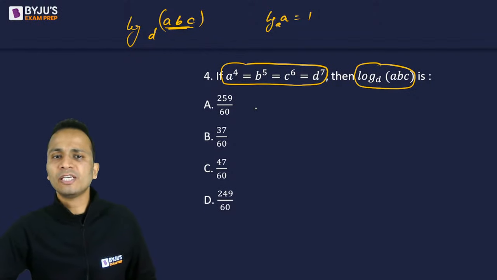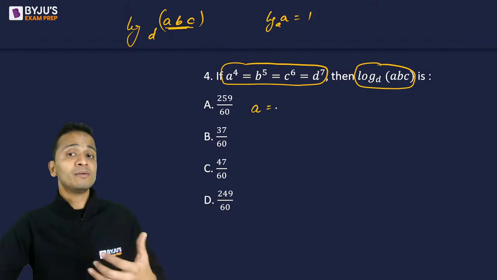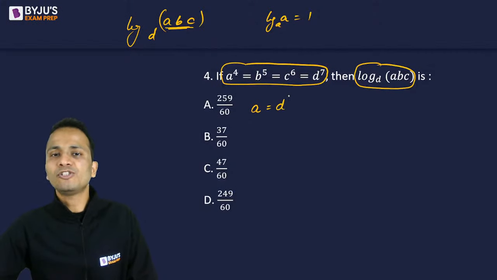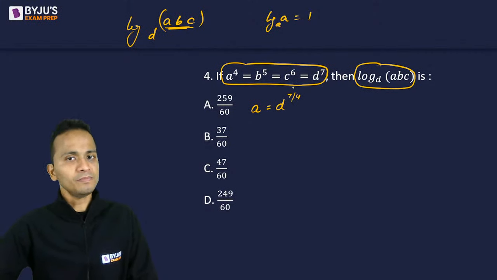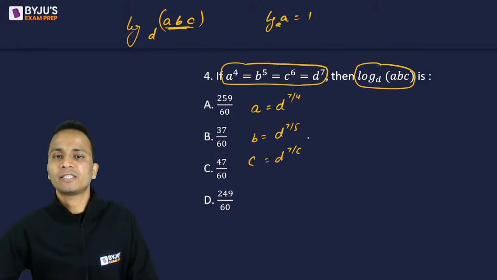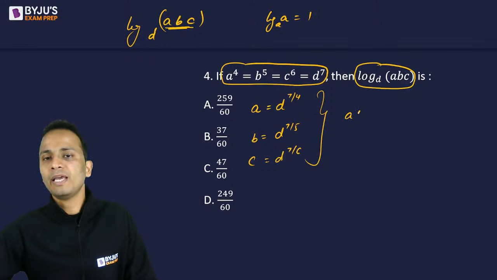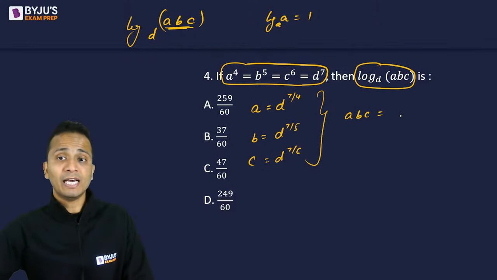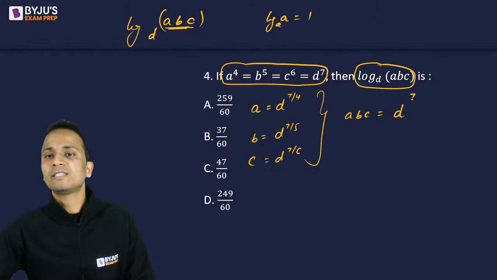Using this, I can say that the value of a in terms of d will be d raised to the power 7 upon 4. ठीक है? A raised to the power 4 is equal to d raised to the power 7. So the value of a will become d raised to the power 7 upon 4. Similarly, the value of b can be written as d raised to the power 7 upon 5, and c can be written as d raised to the power 7 upon 6. So if I multiply all three of them, a into b into c can be written as d raised to the power 7 upon 4 plus 7 upon 5 plus 7 upon 6.